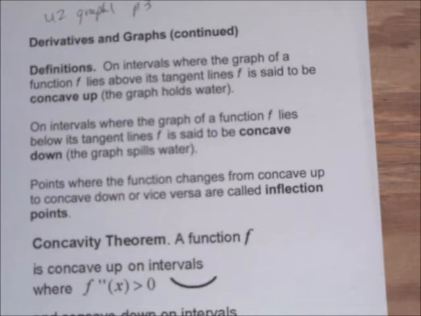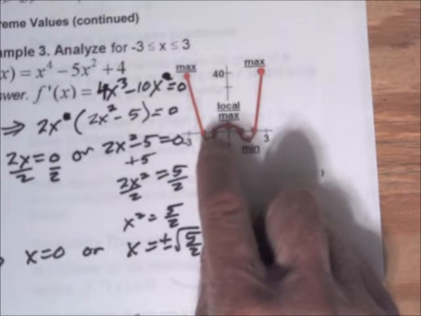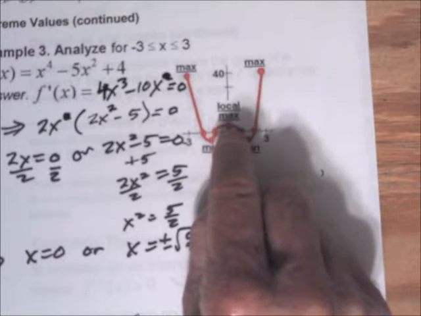Okay, so the second derivative also tells us something about the graph. On intervals where the function lies above its tangent line, f is said to be concave up. That means that it holds water. Go back to this function here. So near these local minimums, the function is concave up. It holds water. Near the local max it is concave down. That spills water.